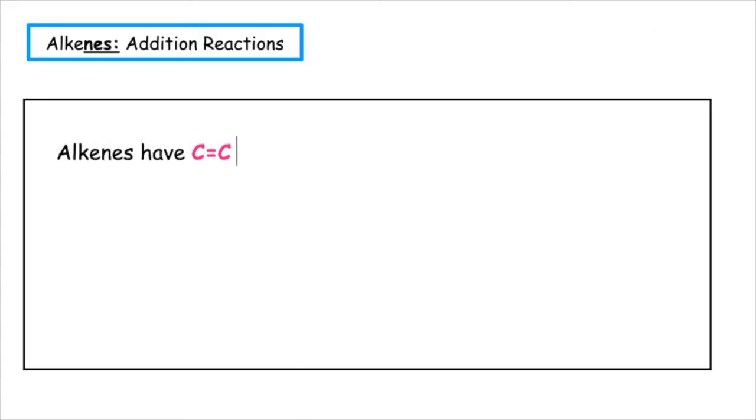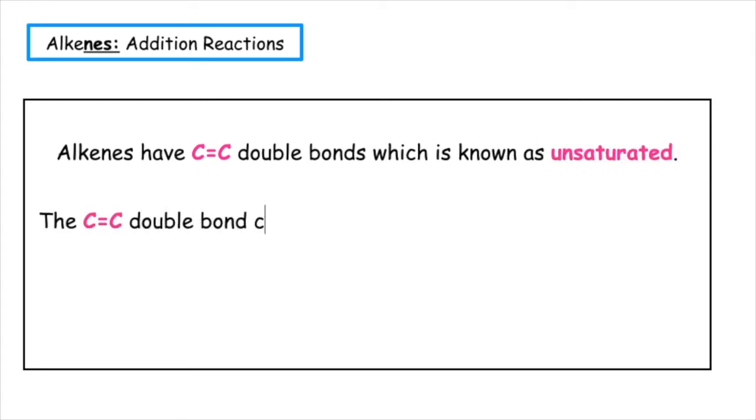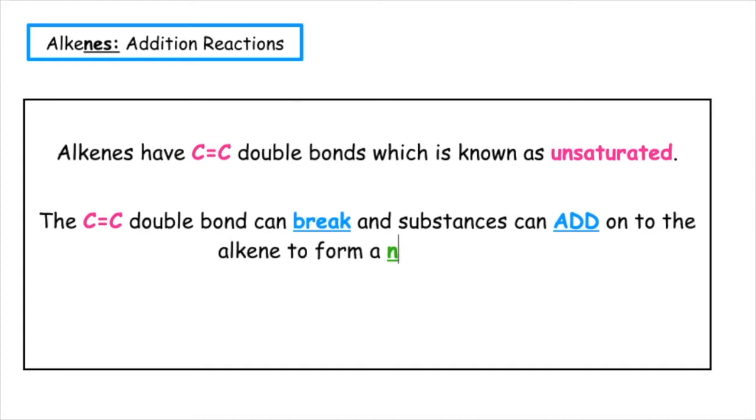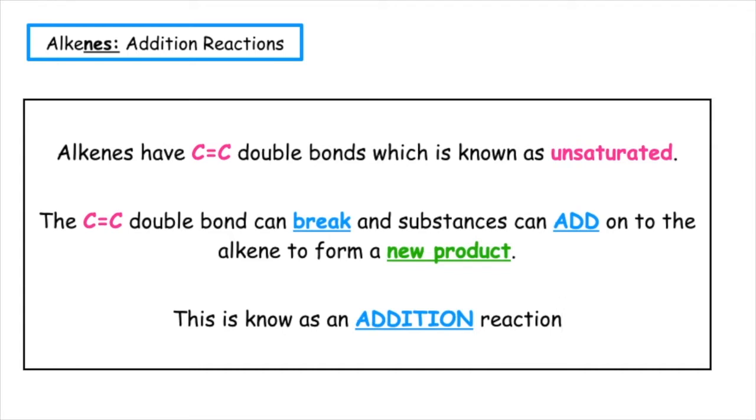Alkenes have carbon-to-carbon double bonds, which is known as unsaturated. The carbon-to-carbon double bond can break and substances can add on to the alkene to form a new product. This is known as an addition reaction. The first type of addition reaction that we're going to look at with alkenes is the addition of hydrogen, which is known as hydrogenation.